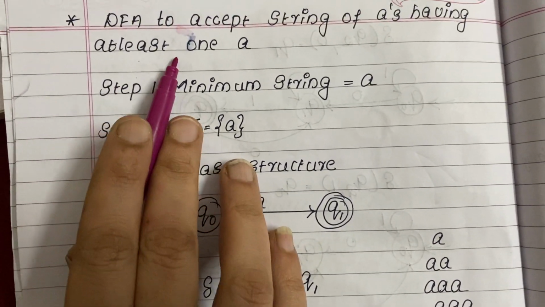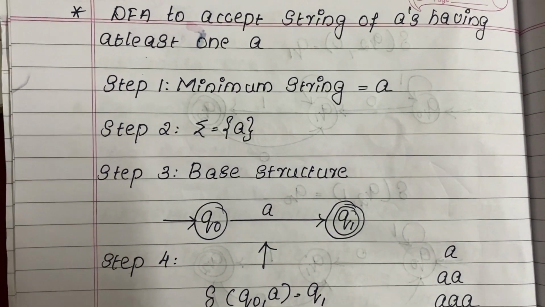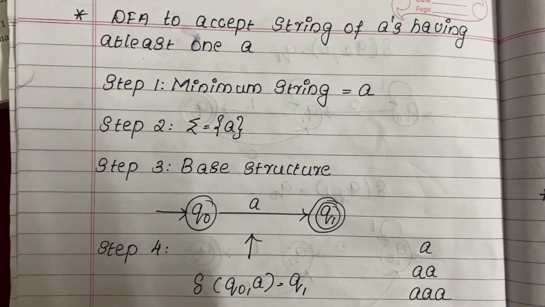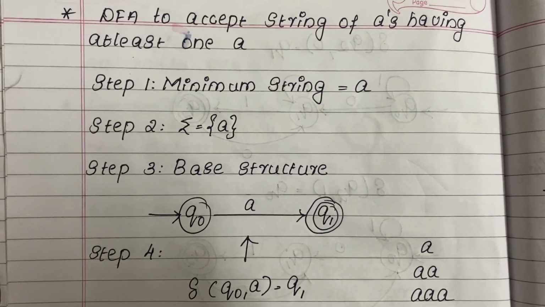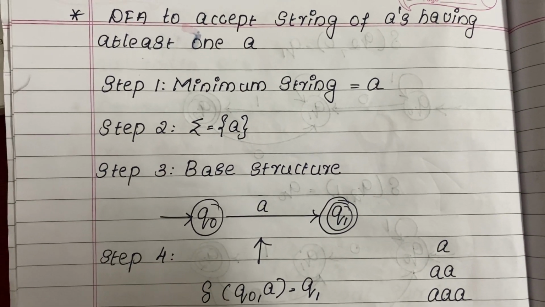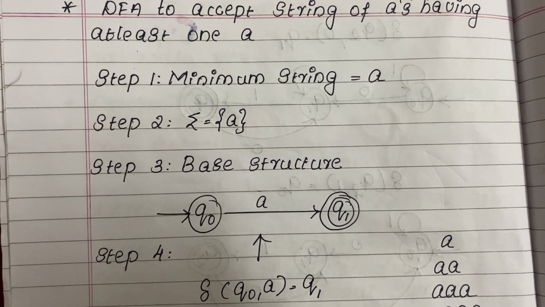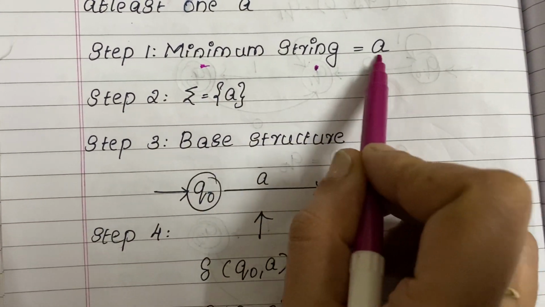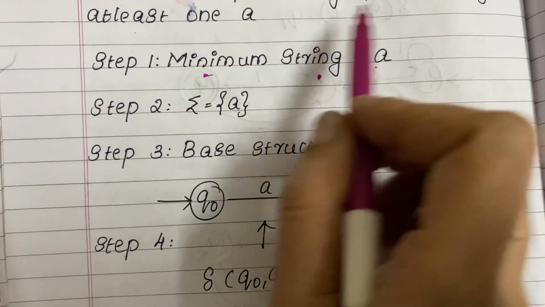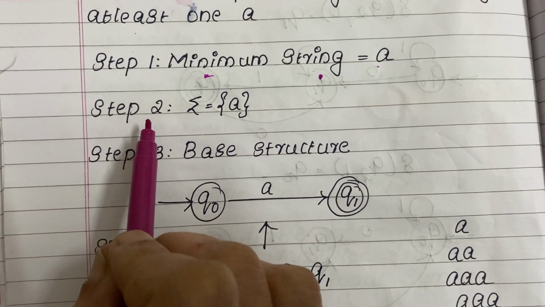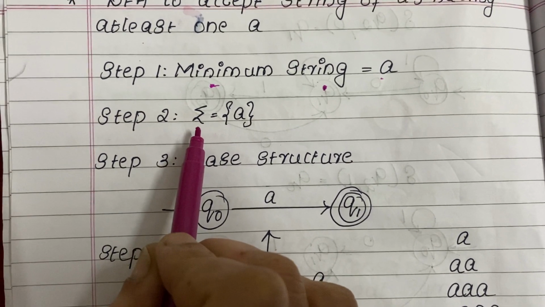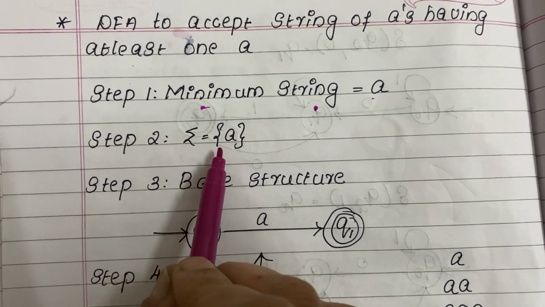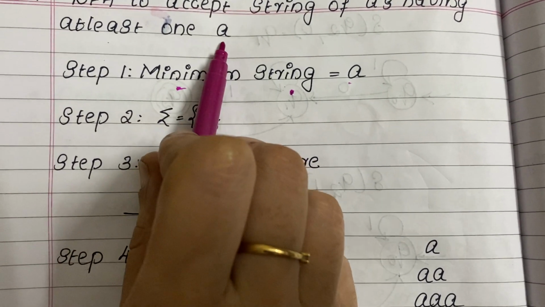In the question, it says at least one A. So whenever you give a string as input to your deterministic finite automata, there must be at least one A. If a single A is given as input to your DFA, it must accept that string. So the first step is to find the minimum string, and here the minimum string is A, which has only one alphabet. The second step was to find the symbols used in the DFA. So sigma is equal to A. We are using only one symbol, that is A.